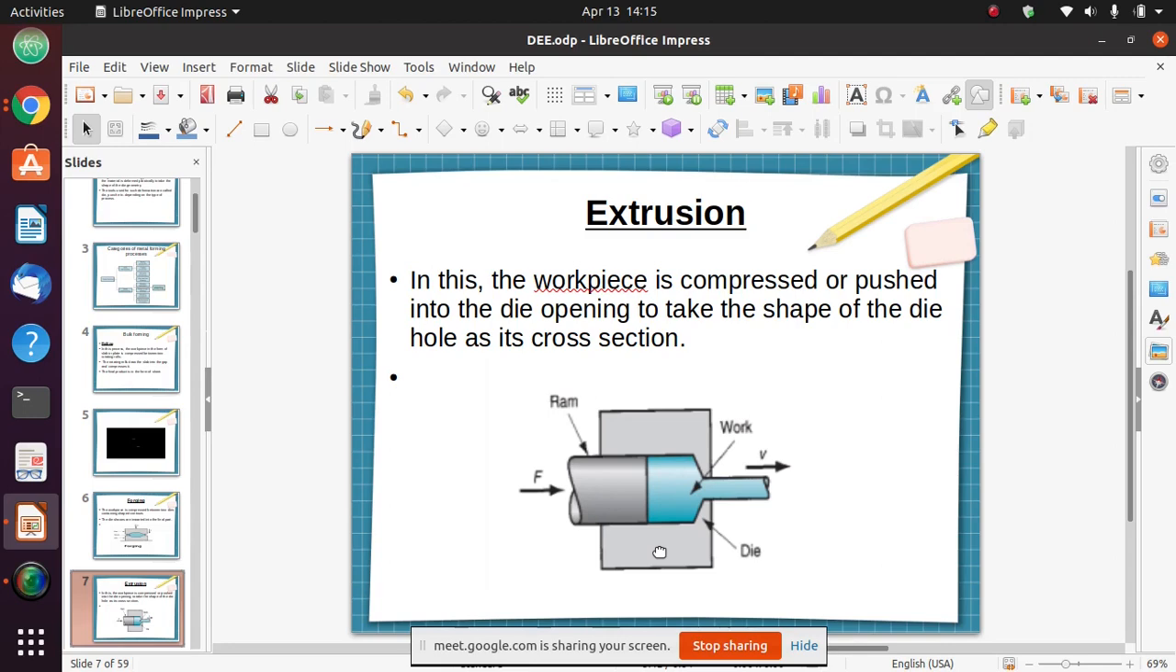Mostly this is done to workpieces. For example, if I give you a circular pipe and I want to change the shape to rectangular or square, you will take your workpiece and then push it through a rectangular die that has a rectangular cross-section to change the shape. Now I will play a video so that we can see how extrusion is done.